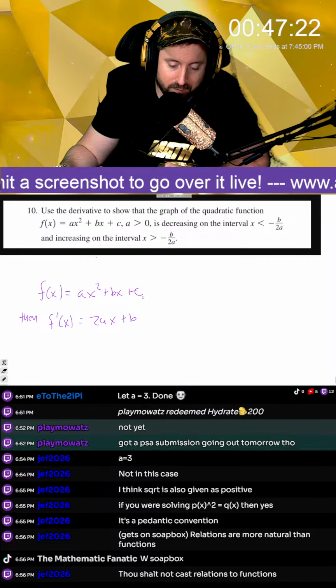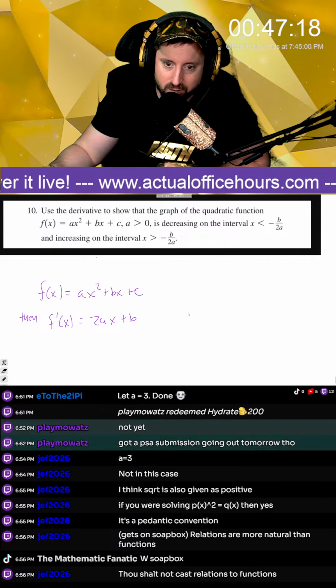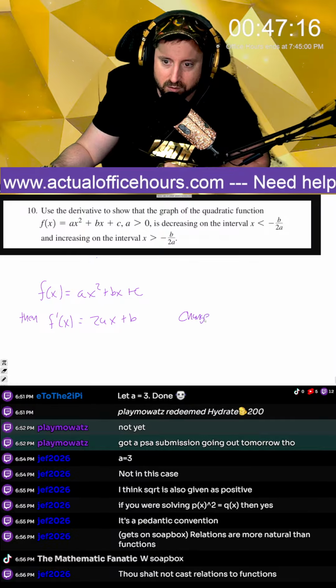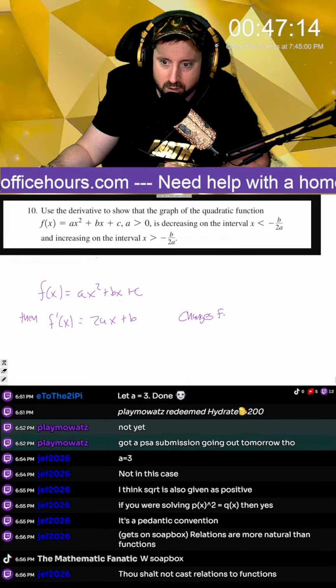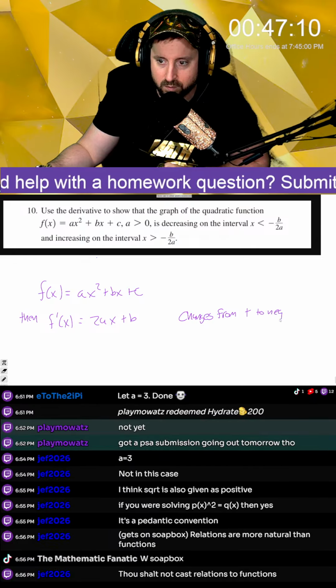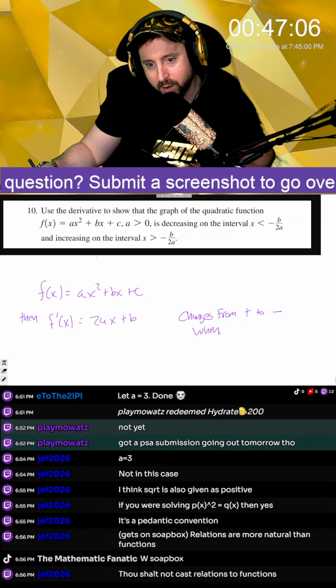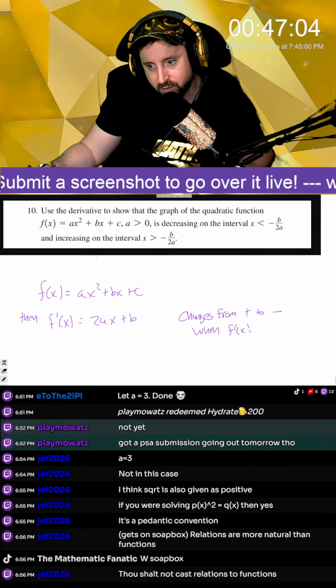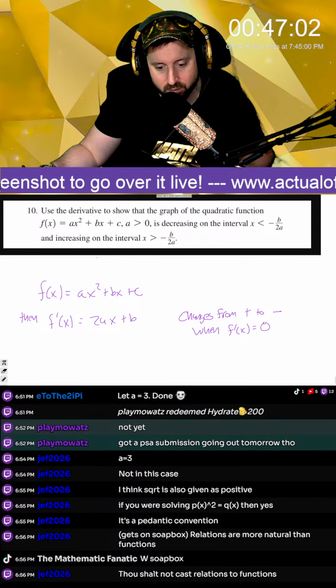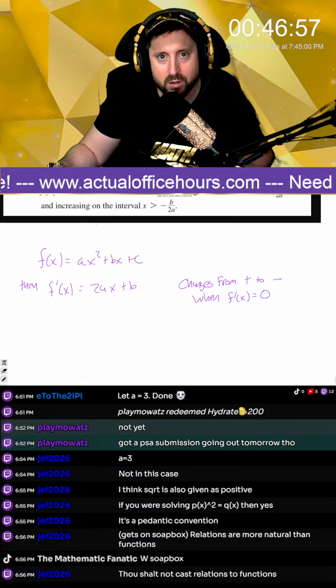So, I want to know when this changes from positive to negative. So we're going to say it changes from positive to negative when f prime of x is equal to 0. Okay. That's like the critical points. Yeah, so that's when things will change in terms of slope.